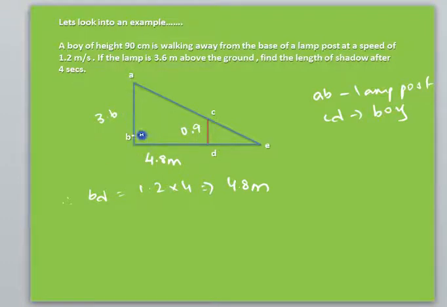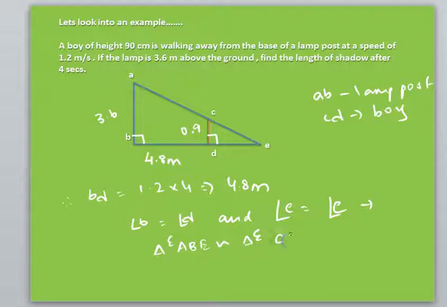Now, angle B is 90 degrees and angle D is 90 degrees. Therefore, angle B is equal to angle D. And angle E of triangle ABE is equal to angle E of triangle CDE. Therefore, the two triangles are similar. Triangle ABE is similar to triangle CDE. Therefore, their sides are proportional from property 1.